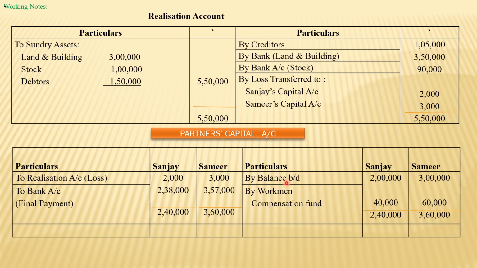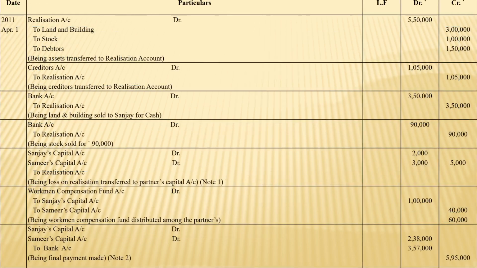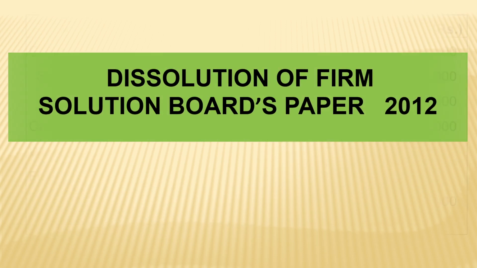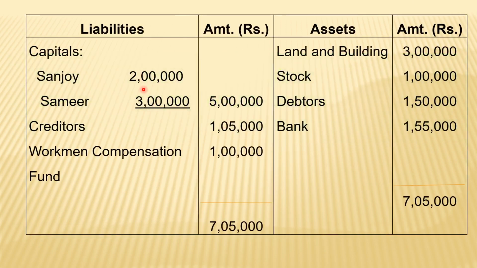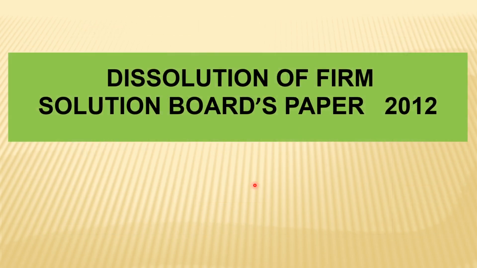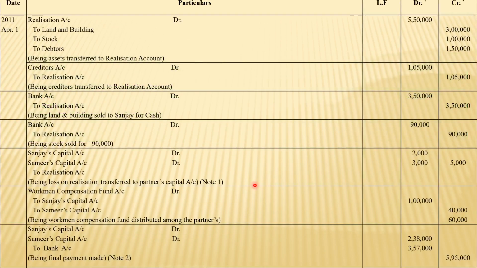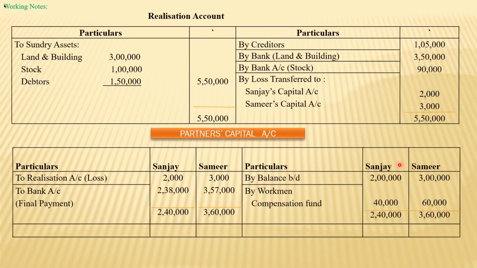Now we will open the partners' capital account. It is rough working number 2, partners' capital account. The opening balance is provided by balance b/d. Once you check the balances, here it is 2 lakh and 3 lakh, and workmen compensation fund is 1 lakh. So here by balance b/d 2 lakh as well as 3 lakh opening balance.